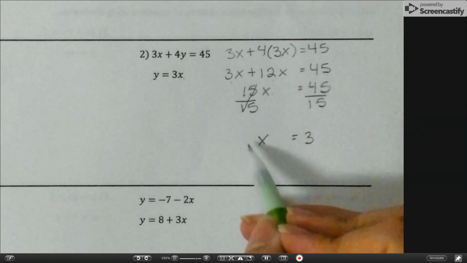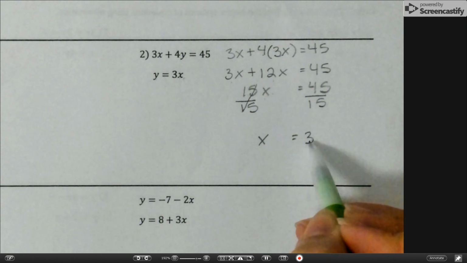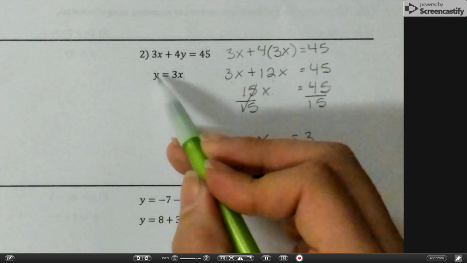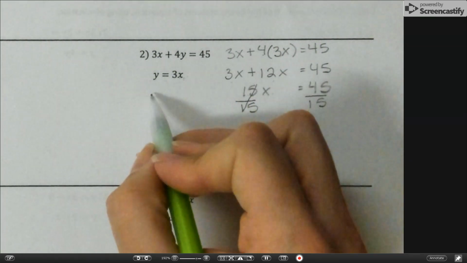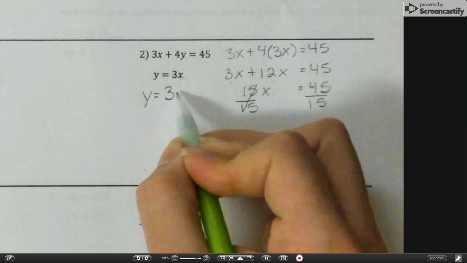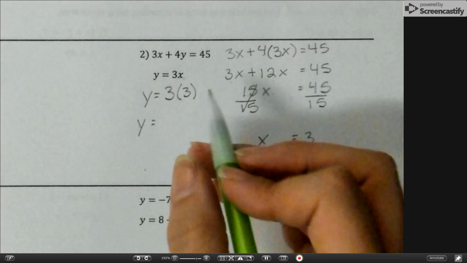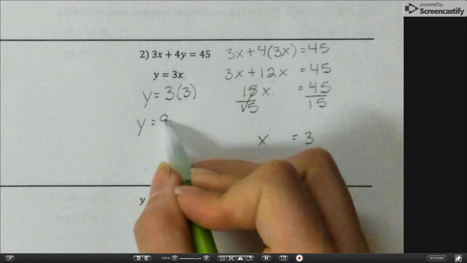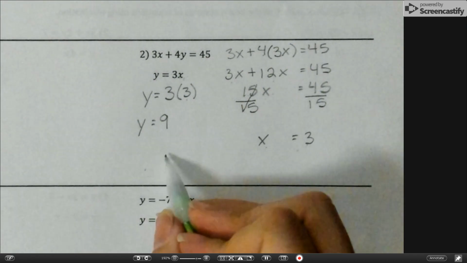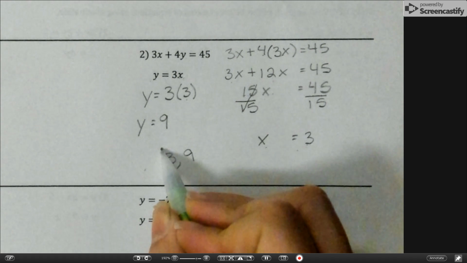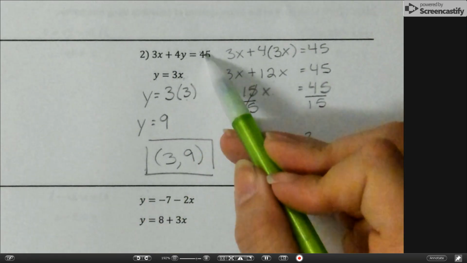Now, because this is only half of our solution, we also need the y value. But this is a lot easier than elimination because you can just take this 3 and put it back here where x is, because x is 3. So we're going to replace x with 3. I'm going to rewrite y equals 3 times 3. And so y equals 9. So our whole solution is going to be 3, 9. That's our point that both of these equations share.